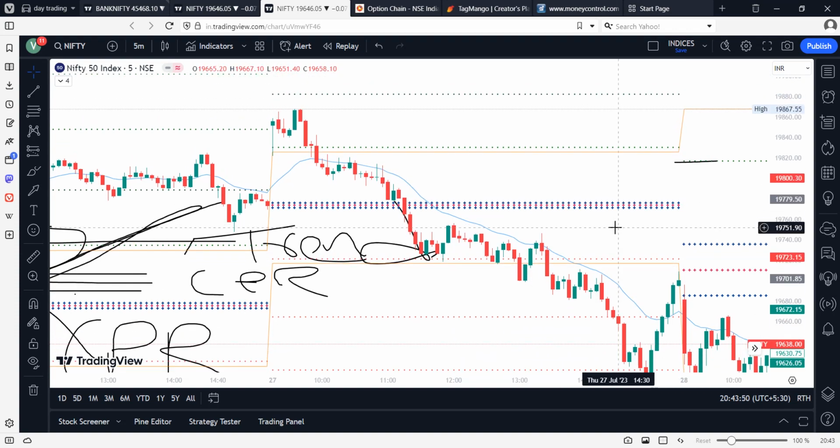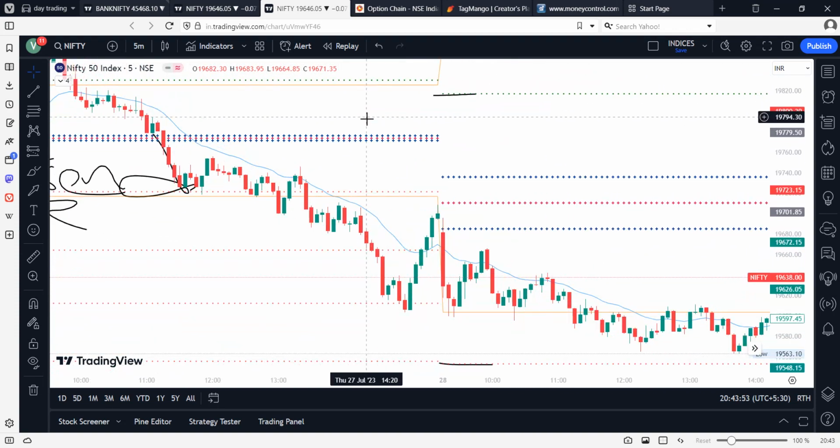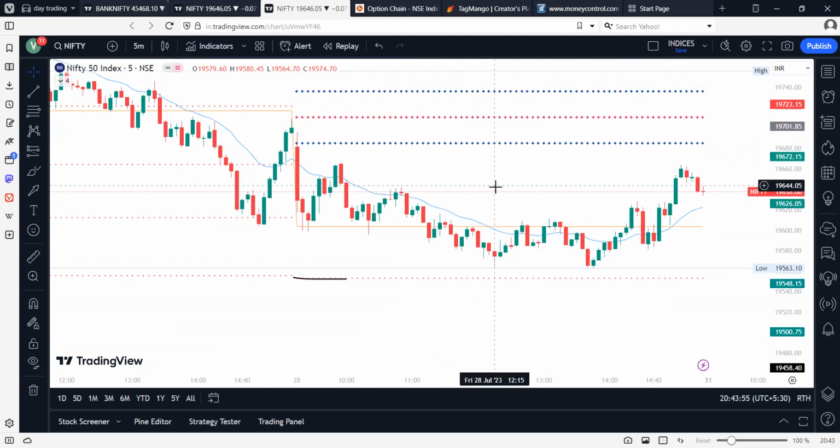Okay, now see, this is the day. How beautifully it has respected the CPR. Throughout the day it is sideways, because this is the wide CPR. If you want to know about wide CPR and narrow CPR, please ask me in the comment section. I am happy to share that knowledge with you. Whenever more people ask about this, I am going to do an exclusive video about wide and narrow CPR, and what you have to do during narrow and wide CPRs.